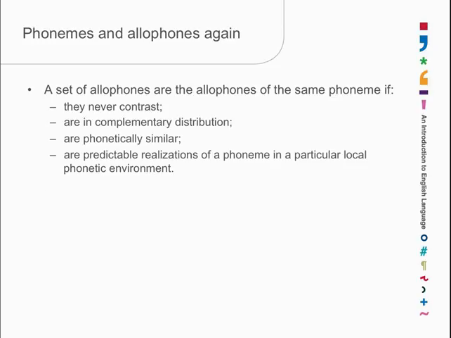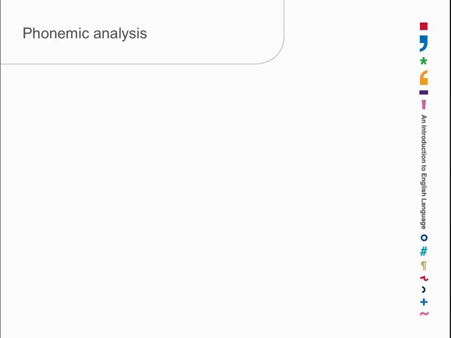Phonemes themselves, of course, are abstract. They're mental realities rather than physical sounds. We're now in a position to think about phonemic analysis for a whole language. It consists of three parts. There's the phonemic system itself. We have to know what the phonemes are and how they relate to each other.